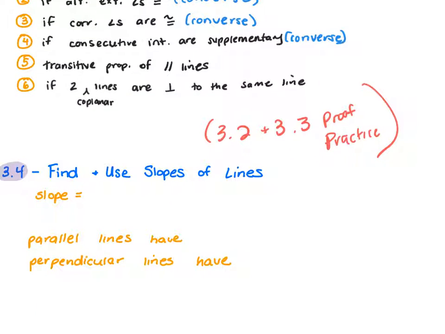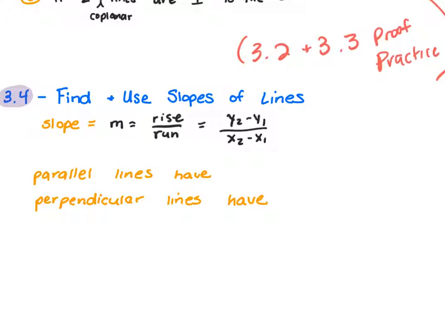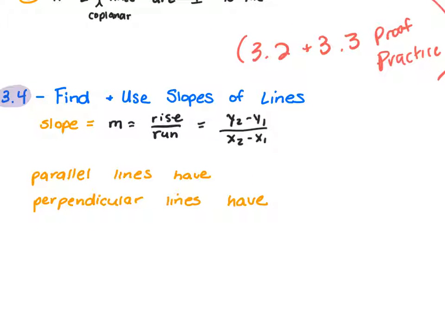Okay, then came 3.4, which was just slopes of lines. So we kind of baby step our way back into the algebra part, right? Slope is the same thing as m, is the same thing as rise over run. And with points it is y2 minus y1 over x2 minus x1. We established the relationship between parallel lines, which is what? They have what kind of slope? Same, good. And perpendicular? Opposite reciprocal.